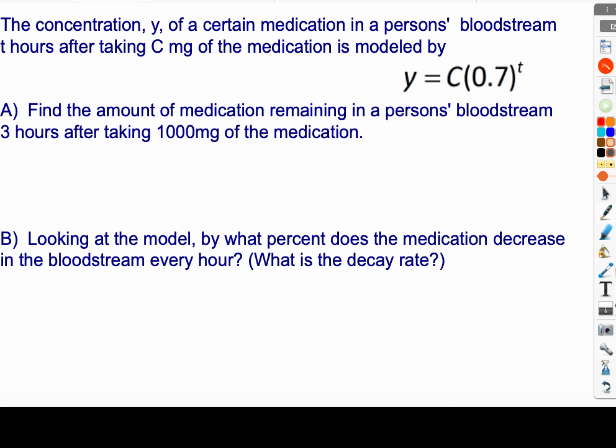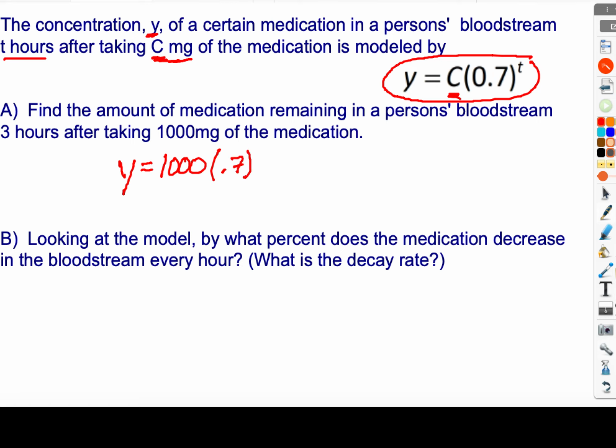Let's talk about that medical idea. Let's say they gave us an equation this time, y equals c times 0.7 to the t. What if we wanted to find the amount of medication in a person's bloodstream after 3 hours? Notice this time the concentration y, after taking c milligrams, our initial amount is going to be in milligrams, and in t hours. This time our time is in hours. So after taking 1,000 milligrams, how much will be left?